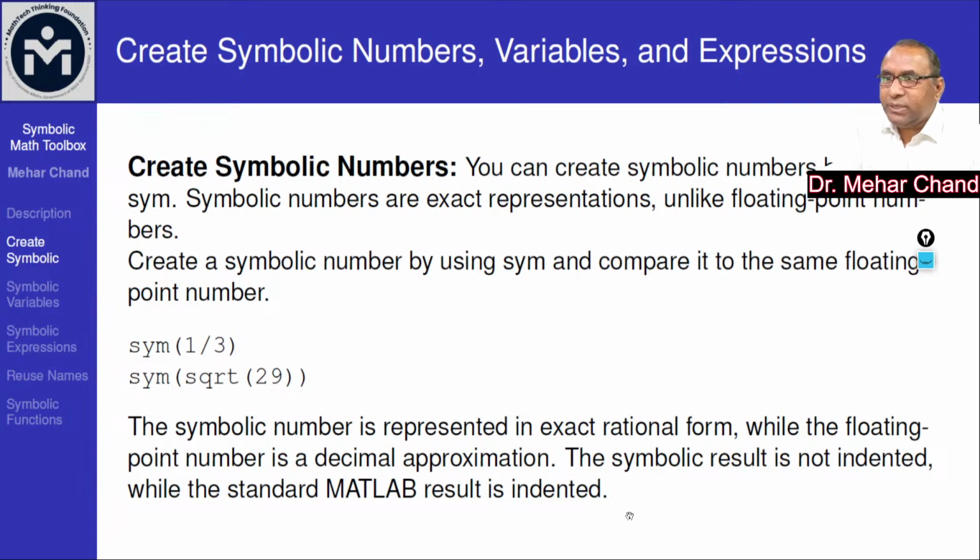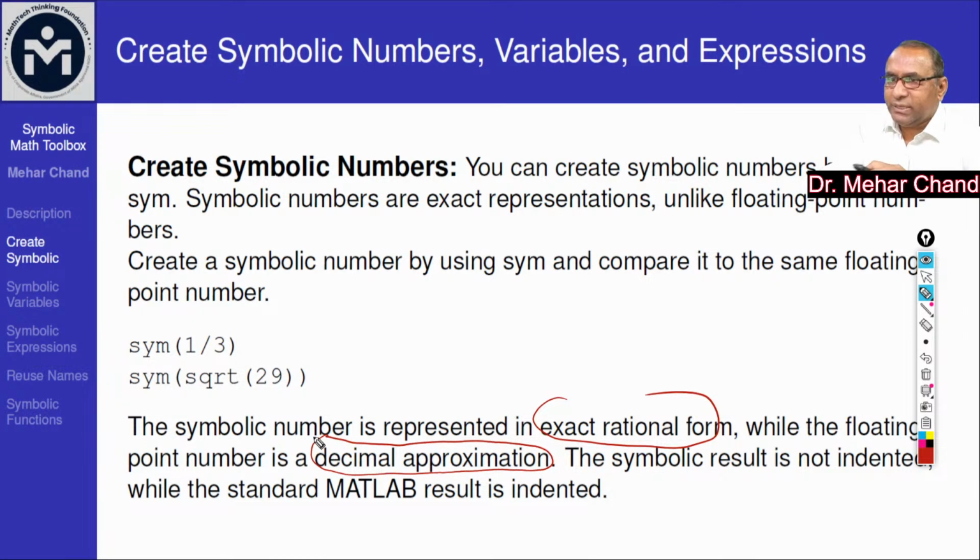So symbolic numbers are represented in exact rational form, while a floating number is a decimal approximation. Decimal numbers or floating numbers are not the exact value. So the symbolic result is not indented, while the standard MATLAB result is indented, as you know. Okay, so this is the use of sym for numbers.